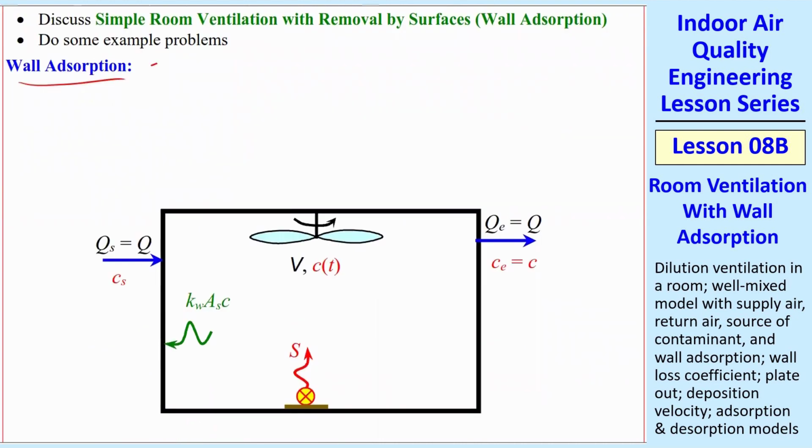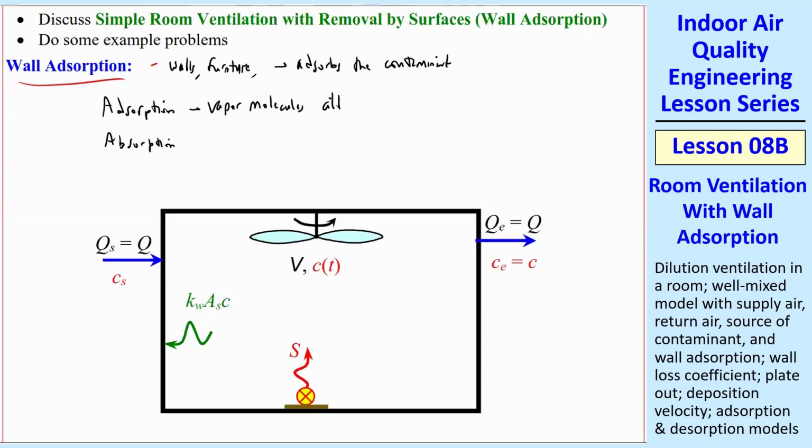This is when you have walls. It could be walls, it can be furniture, it could be curtains, rugs, anything that adsorbs the contaminant. So we're talking about adsorption into the surface, and I wanted to quickly tell you the difference between adsorption with a D and absorption with a B. Adsorption is when the vapor molecules attach to a surface. They're attracted by surface molecules and they attach to it. A good example would be charcoal filters that adsorb odors and other molecules of contaminants.